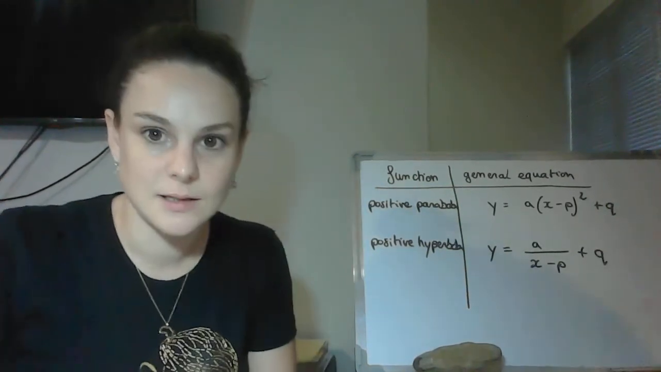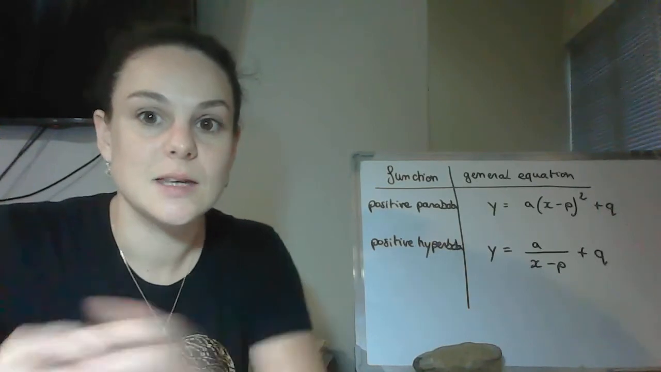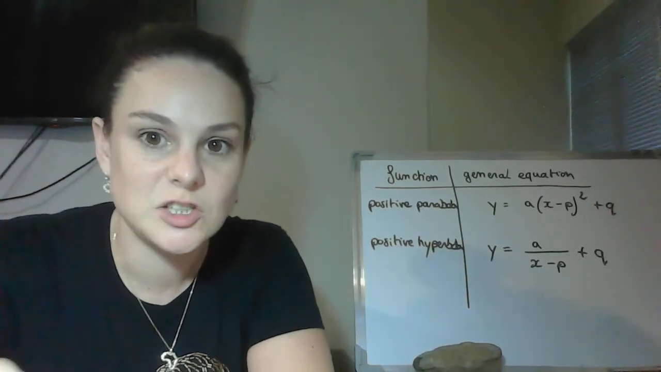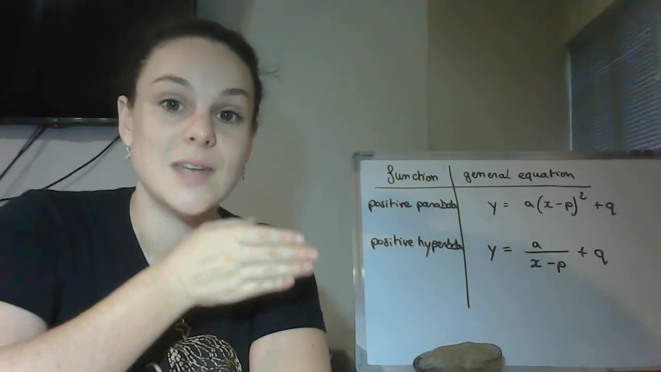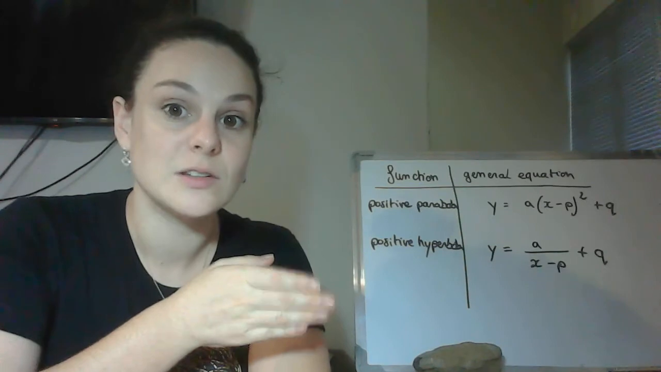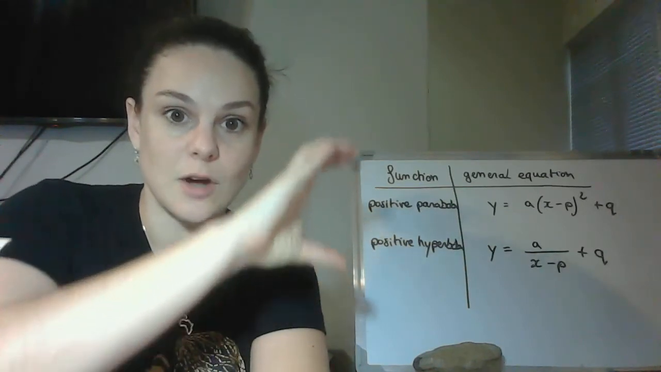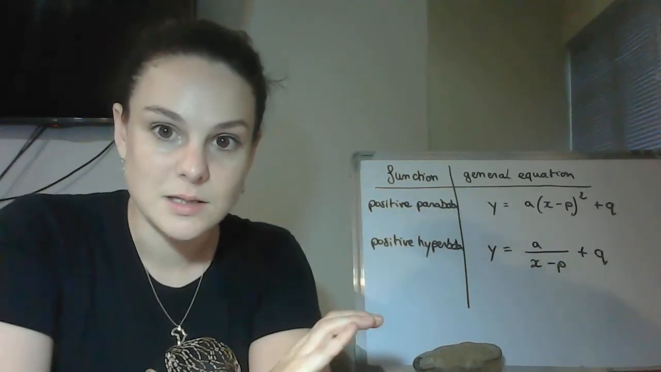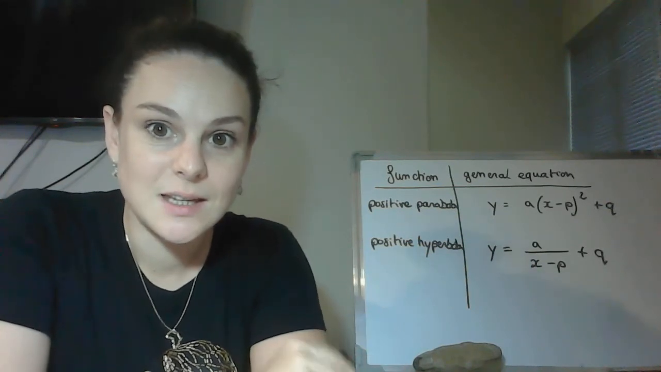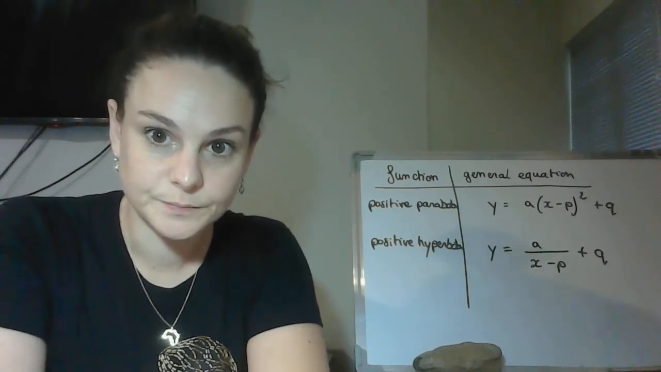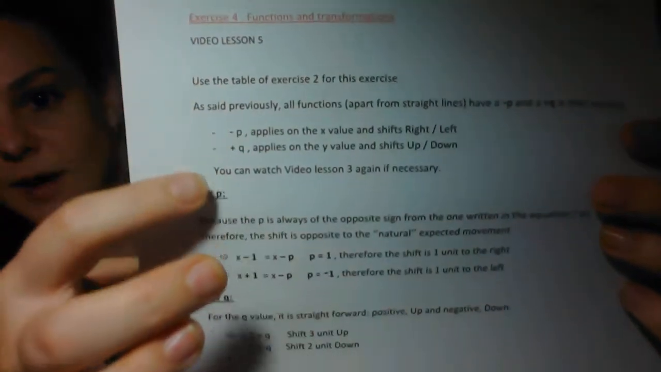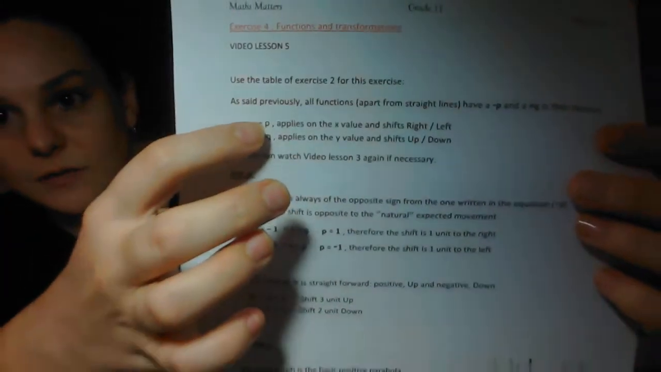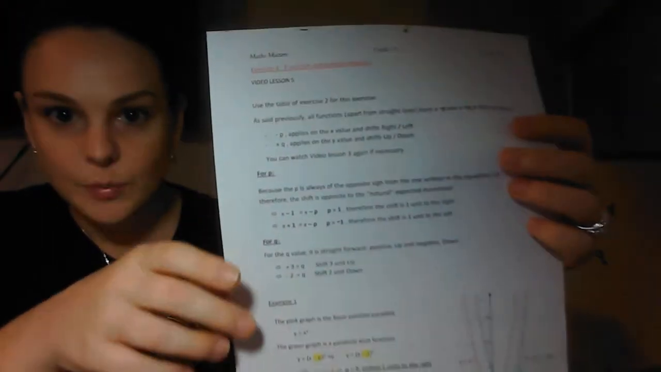And we explained that the p applies on the x and it shifts your graph right and left on the x-axis. And we said that the q parameter applies on the y and it shifts your graph up or down on the y-axis. So that's what we're going to see in detail in this exercise 4. Alright, so that's the beginning of your exercise 4. I just summarized this: minus p shifts right-left and plus q shifts up-down.